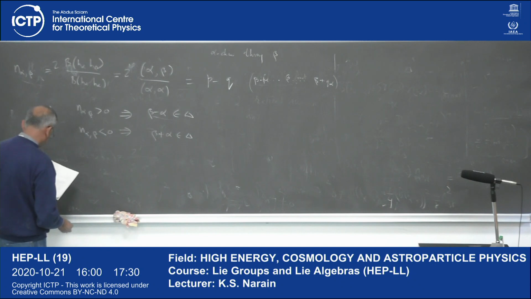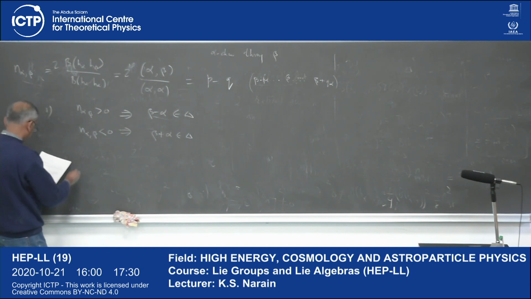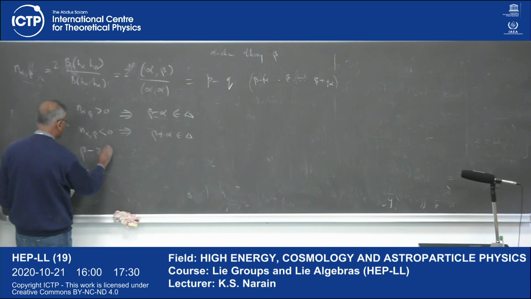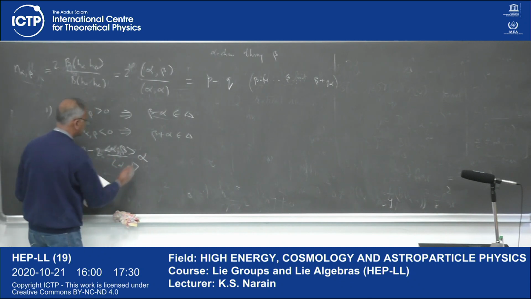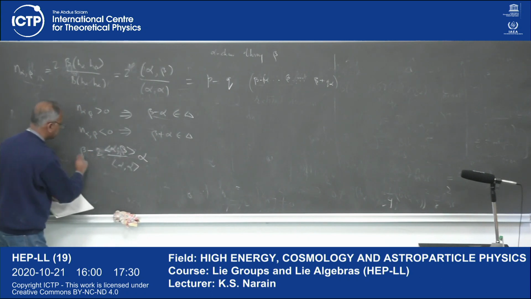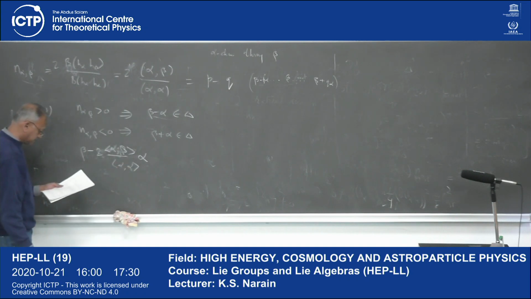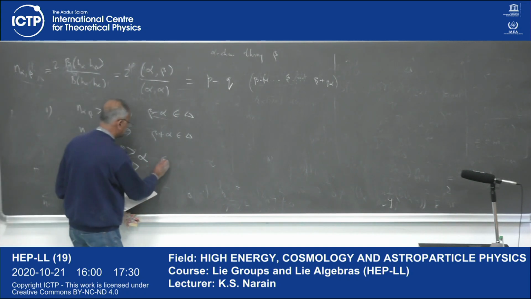There's another thing we can see: beta minus 2 (alpha, beta) over (alpha, alpha), which means n alpha beta. Let me write it like this, because geometrically it's better. Times alpha. So this is a number. We are saying this is an integer. So beta minus this integer times alpha also belongs to delta.